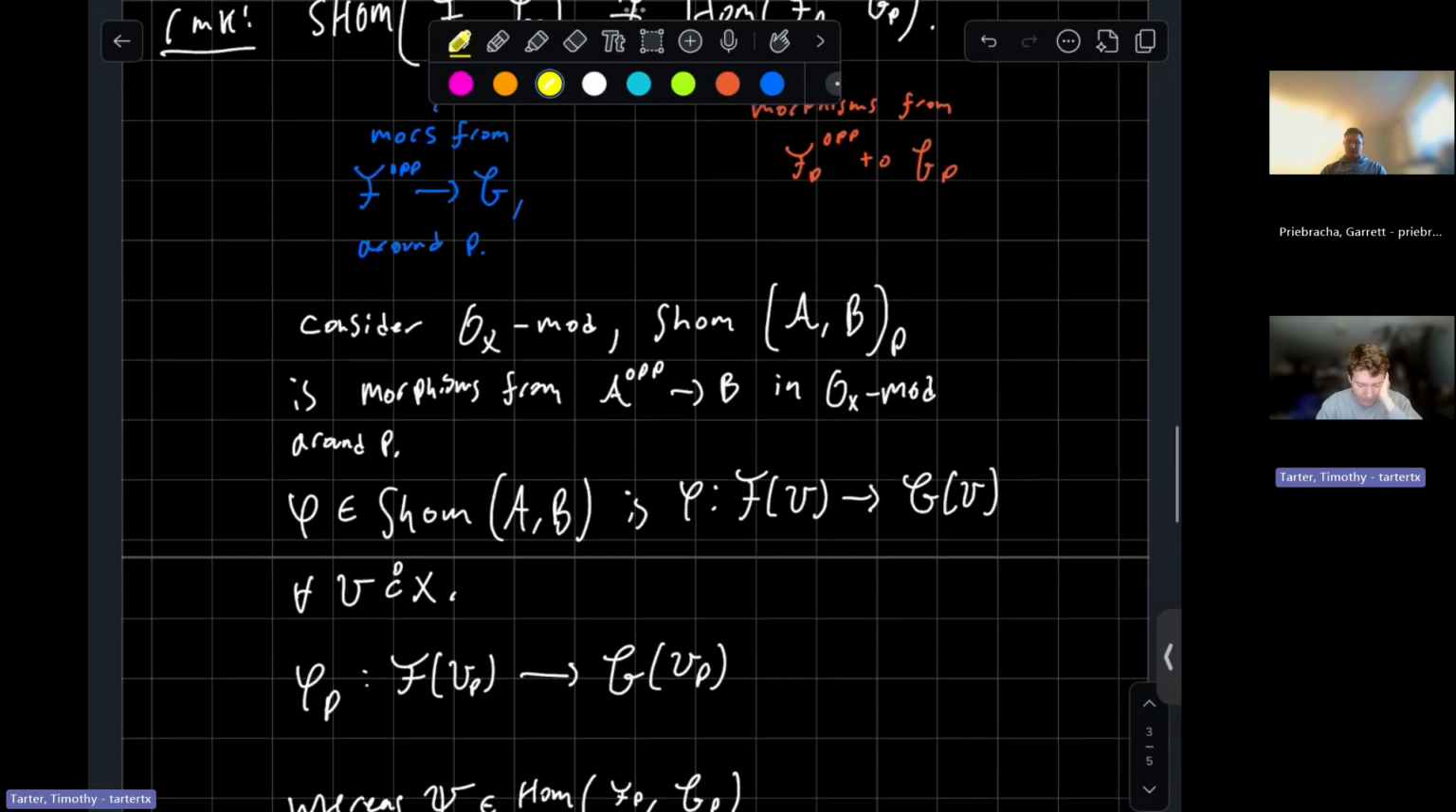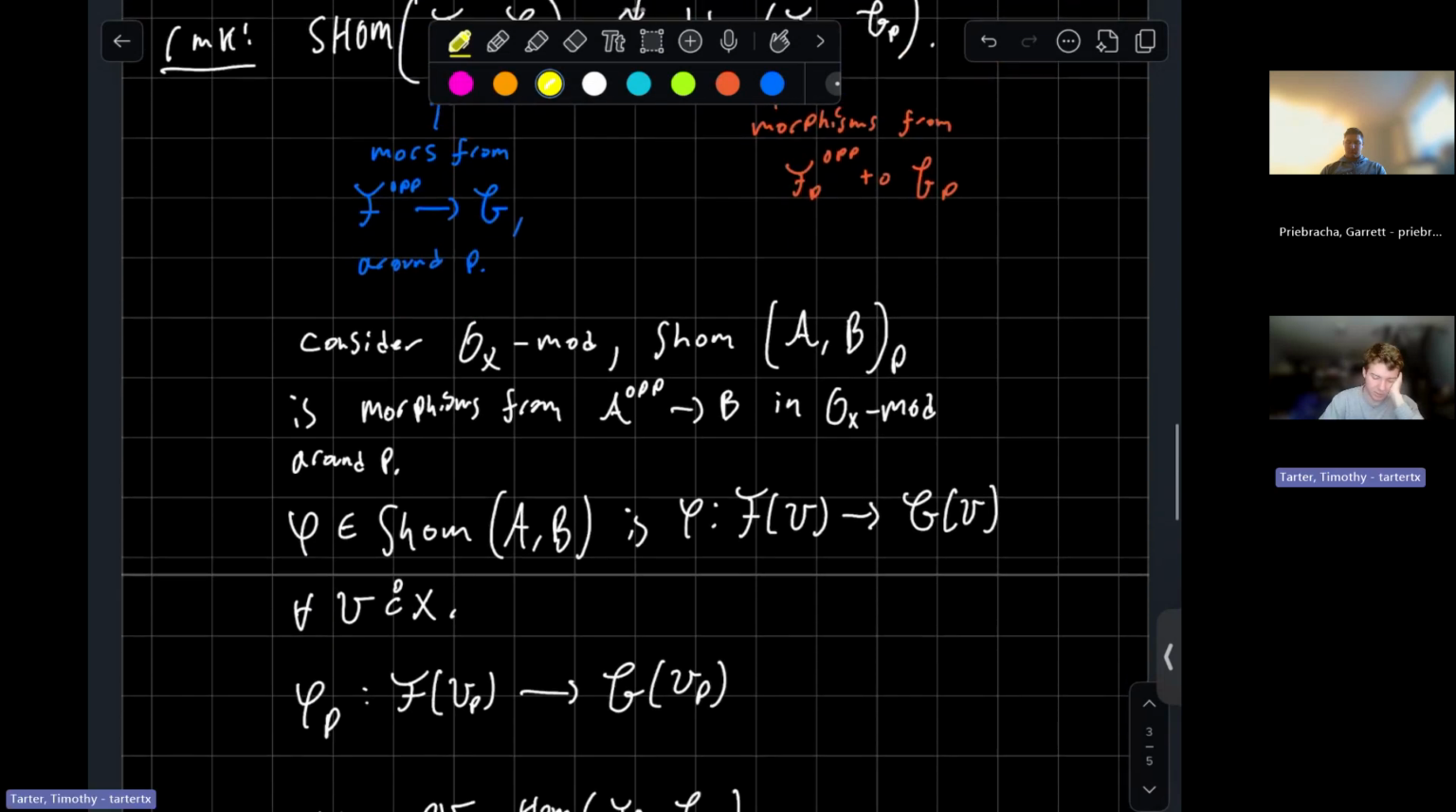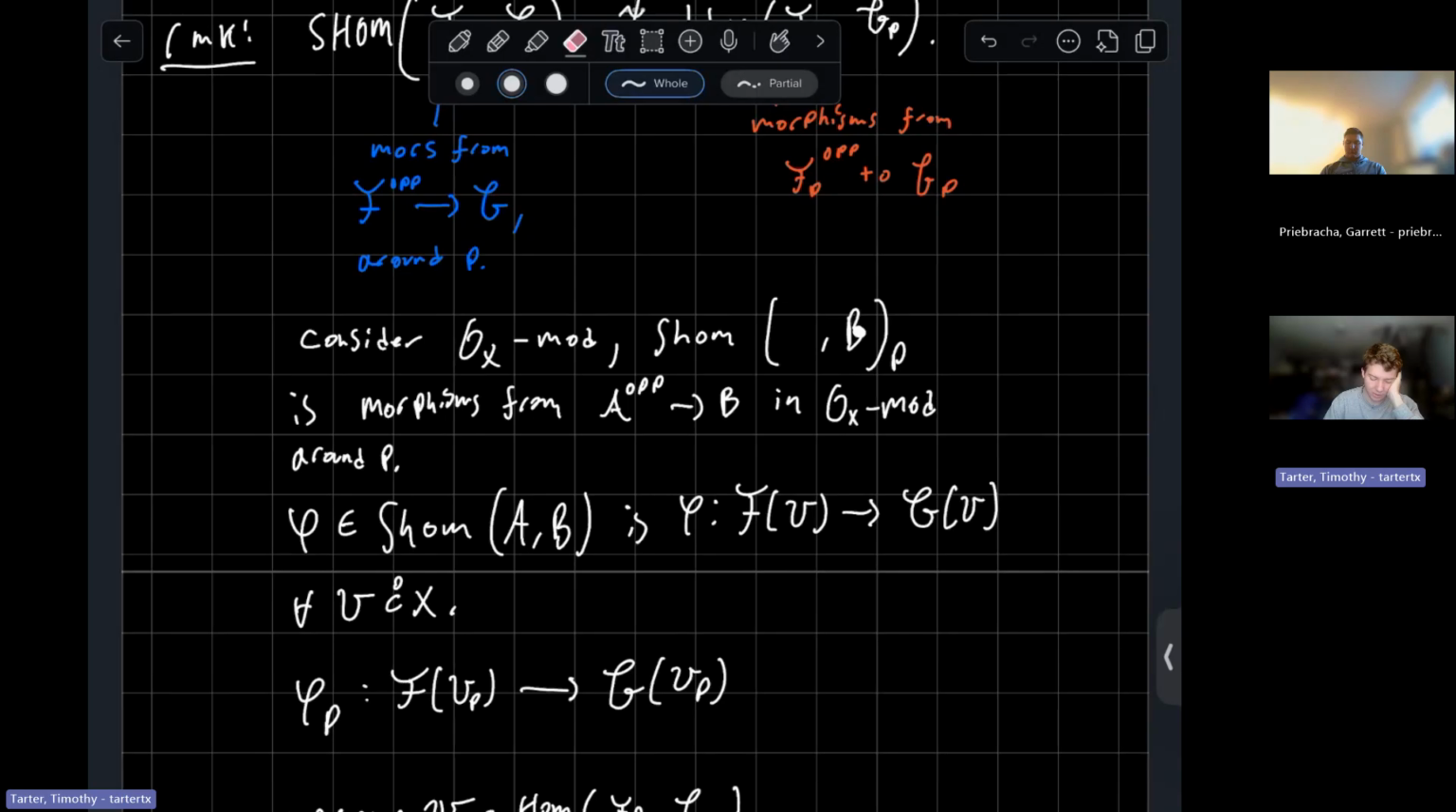So this notation A and B isn't exactly right. I guess it really should be from F to G, where F and G are OX modules.